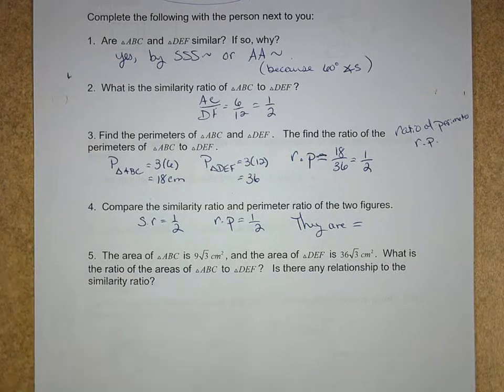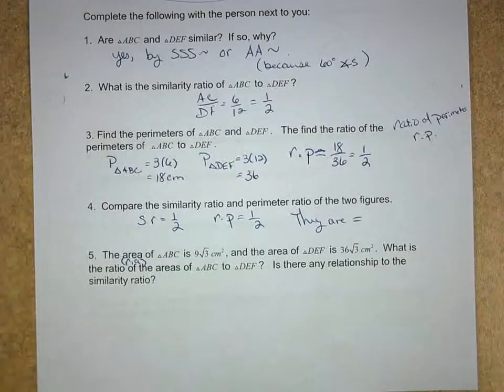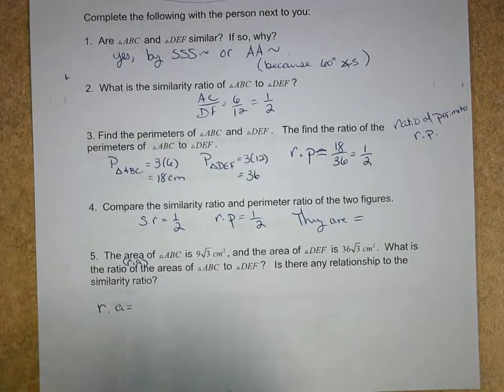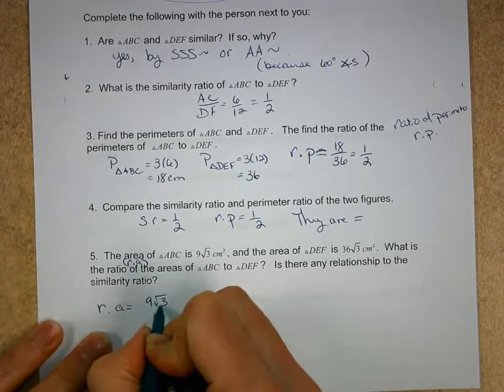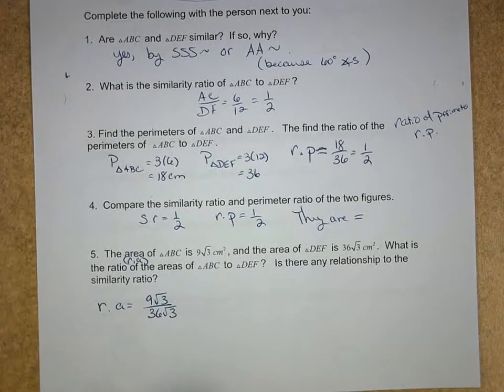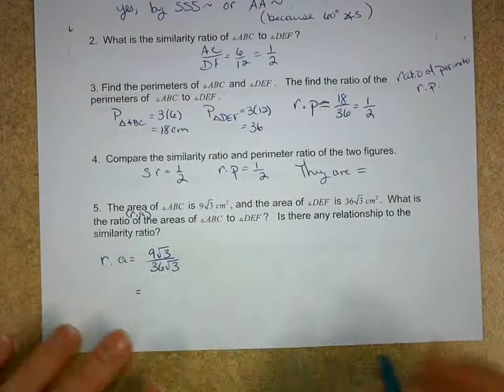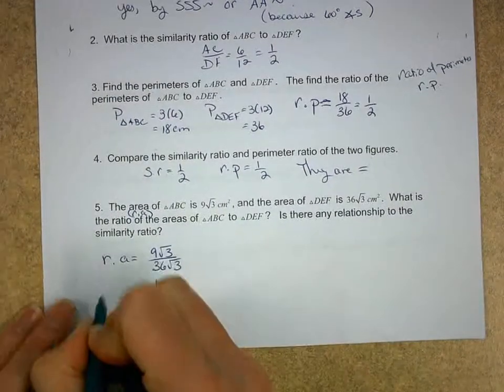Now, instead of having you calculate the area, I did it for you. I was kind of letting you be lazy a little bit. It says the area of triangle ABC is 9√3 square centimeters, and the area of triangle DEF is 36√3 square centimeters. What is the ratio of areas? Again, ratio of areas, I'm going to call it RA. So the ratio of the area of the smaller one to the larger one is 9√3 to 36√3. What does that simplify down to? It's going to be 1/4.